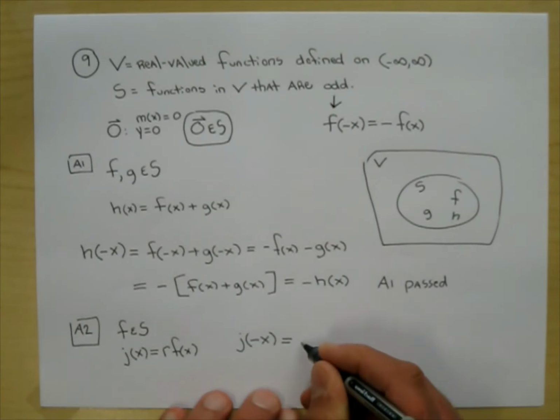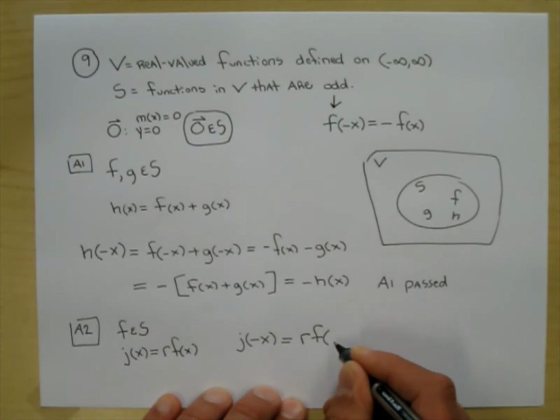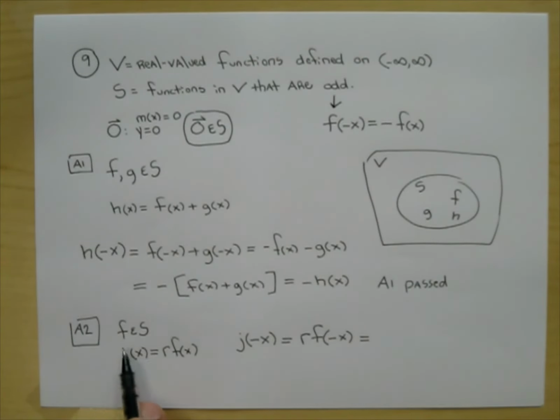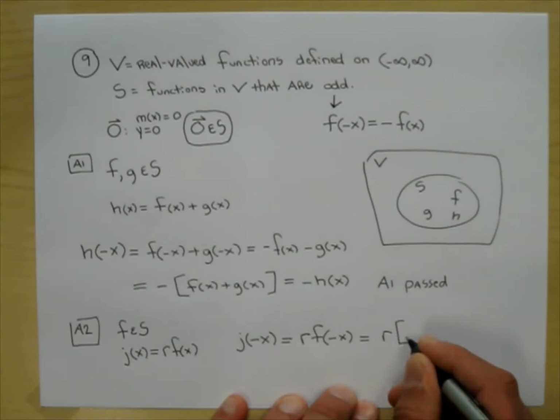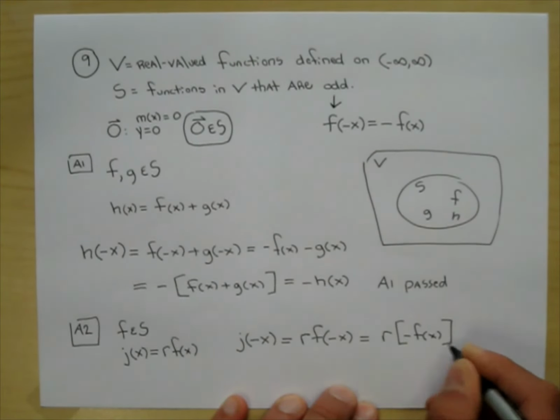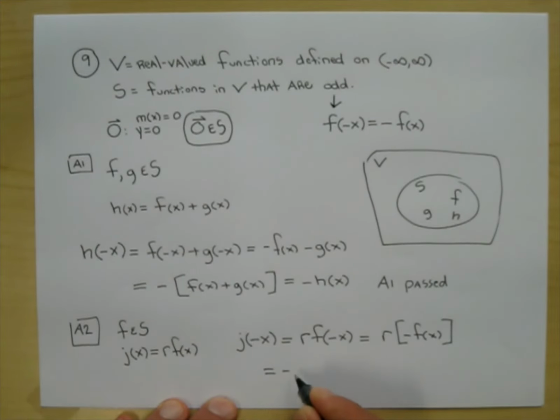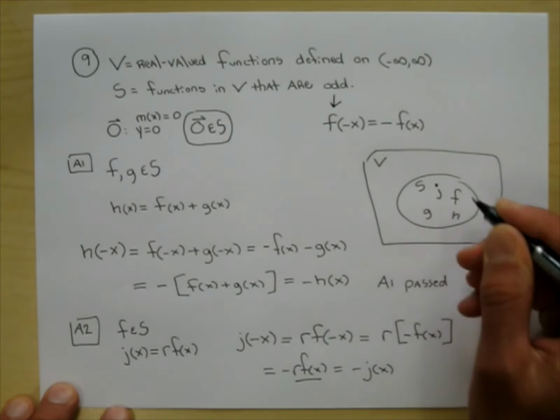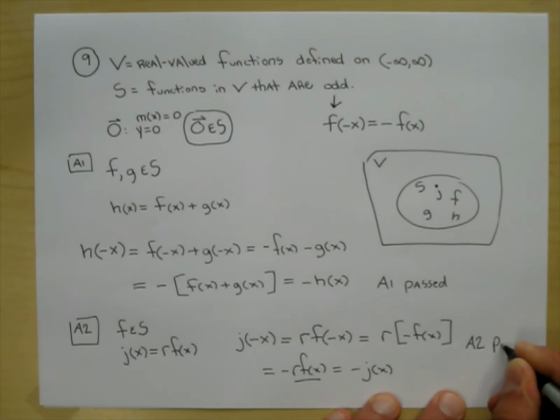Well, Jonathan looks like r times f of x. So this is going to be r times f of negative x. And then f of negative x, because f is in the party circle, is going to be negative f of x. And that negative can come out in front of the r. So this is negative r f of x. And then this guy right here, r f of x, is just Jonathan. So negative Jonathan. And look, we have just verified that Jonathan, this function that's gotten by going a scalar times f, is also an odd function. So Jonathan's in there partying it up. And that means that A2 passed.